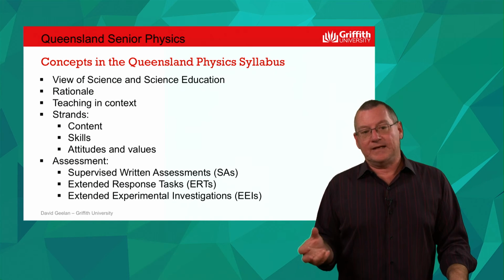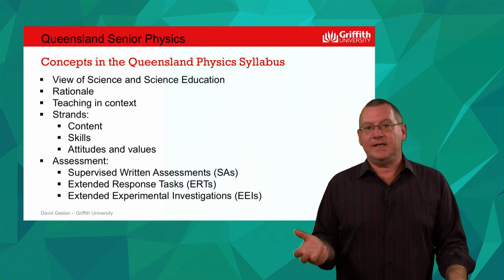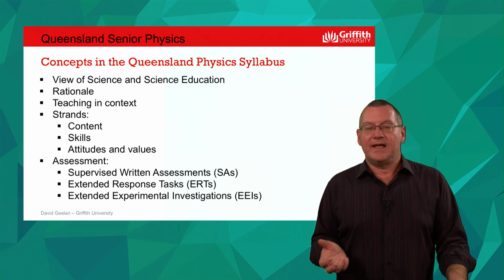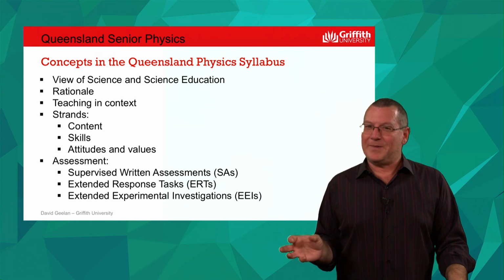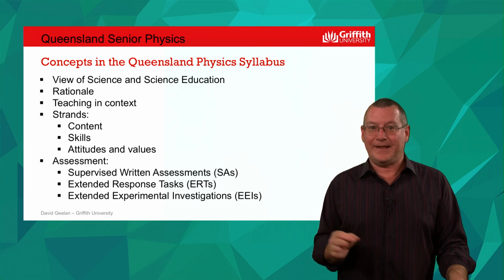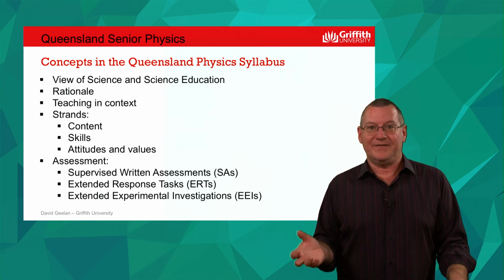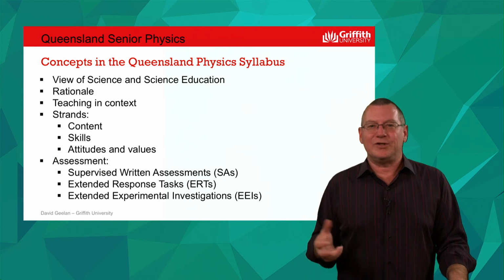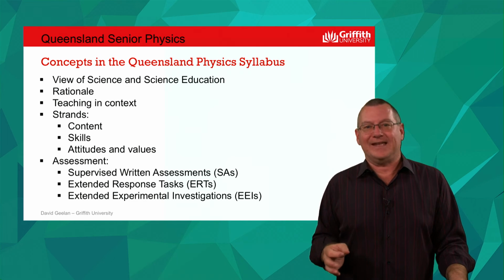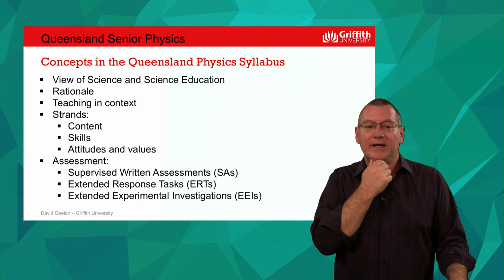Then there's the content, the skills that the students need to be developing, so it's not just about acquiring content knowledge, and the attitudes and values. Do they value the evidence? Do they fudge the results of their experiment to get an expected answer, or are they faithful to what the empirical evidence actually says? So what attitudes and values are they developing? What are their ethics around their scientific knowledge?